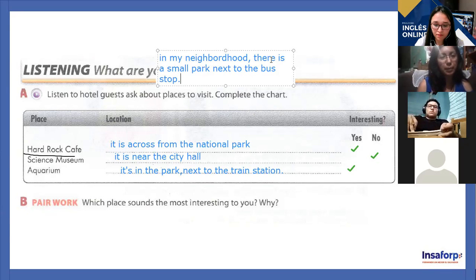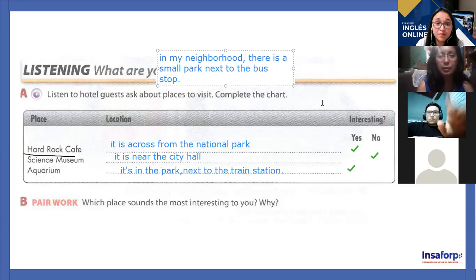In my neighborhood, there is a hospital. Mm-hmm. There is a hospital next to your house or far from your house? Near. Near your house, okay. There is a hospital. Okay, thank you, Gabriela.